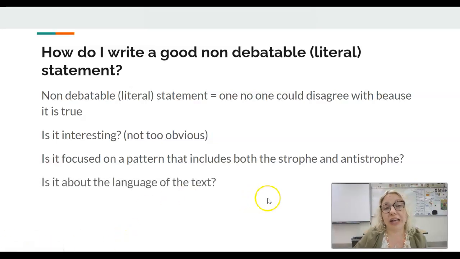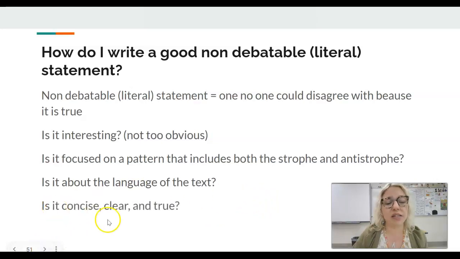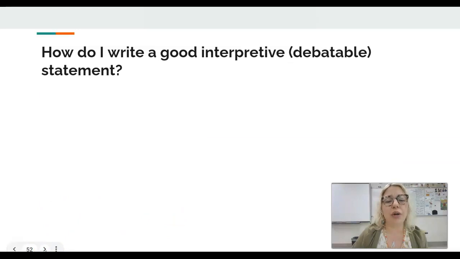Is it about the language of the text? You want your literal statement to be about interesting language in the strophic pair. And then finally, is it concise, clear, and true? All right, moving on to how do I write a good interpretive or debatable statement?